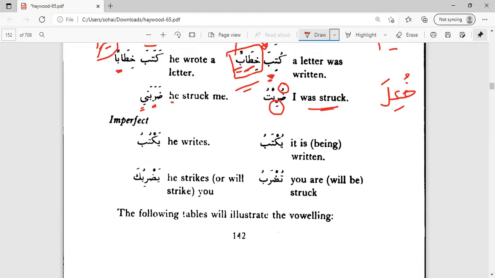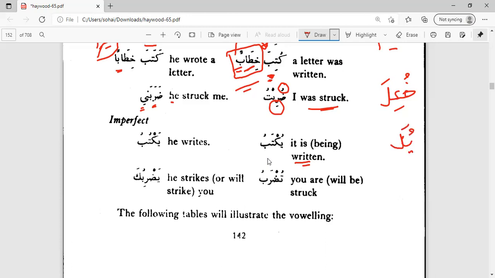And in the imperfect, we also have passive. So yaktubu means he writes. Yuktabu means it is being written. He has a subject, he writes. Obviously, there's no subject in passive because we say it's majhul, it's unknown. So yuktabu means it is written. And how do you make majhul? The sign of majhul in the imperfect, the lamat al-majhul, is that the first letter will take dhamma.